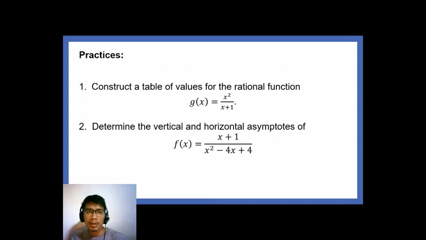Okay, so I have here more practices for you to identify. For number 1, you simply create or construct a table of values. And for letter B and number 2, you have to identify the vertical and the horizontal asymptote. So this problem, I will leave it to you. Just check the description box for the correct answers to the following problems, ladies and gentlemen.